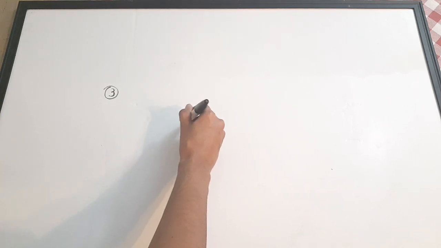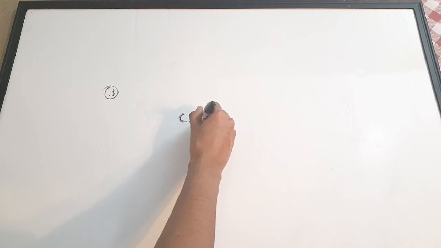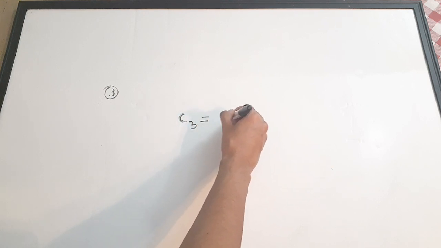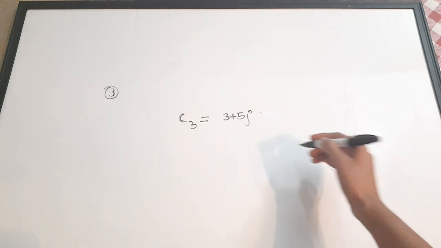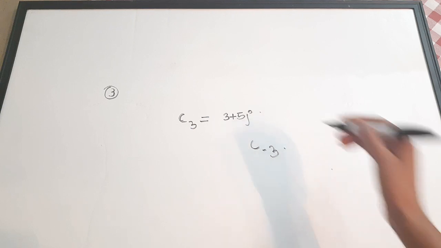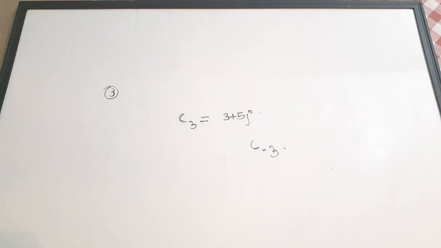Next is question number 3, which is asking the Fourier series expansion of a real periodic signal with a fundamental frequency given by g of t. You can actually see the question on the board. Okay, so it is giving the fundamental frequency equation. And it is given that C3 is equal to 3 plus 5j, and you need to find what is C of minus 3.